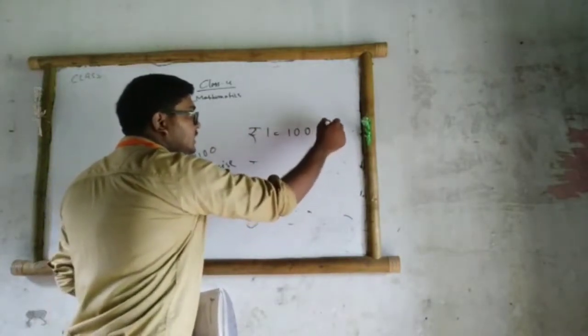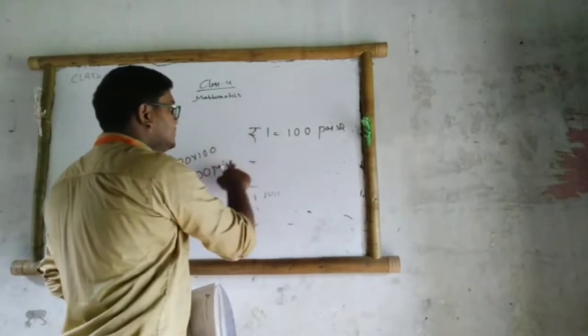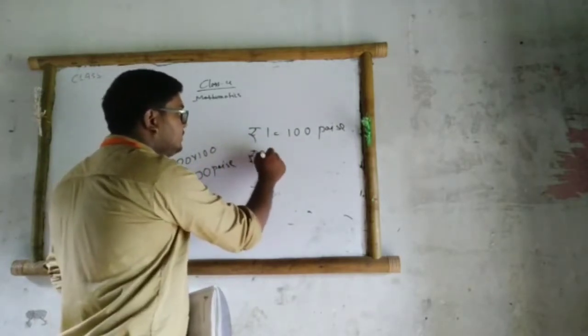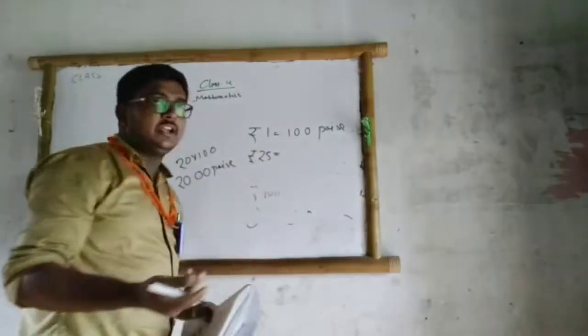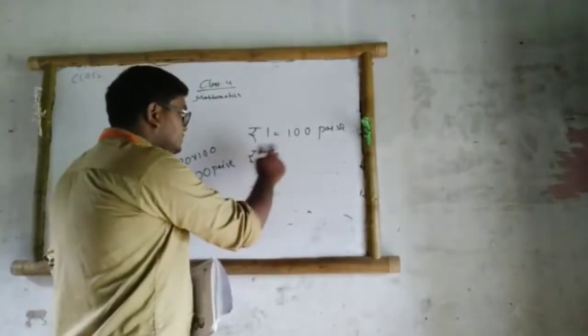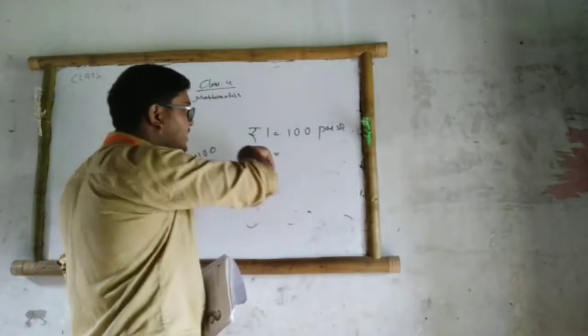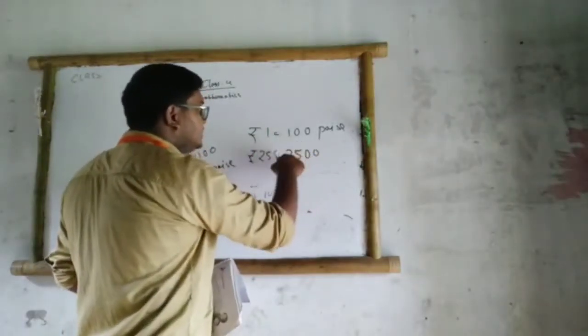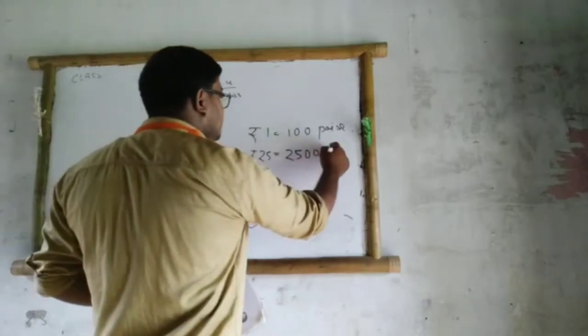If you like to convert rupees 25 into paisa, so what can you do? Just multiply 100 with this 25. So what will be the answer? The answer will be 2500 paisa.